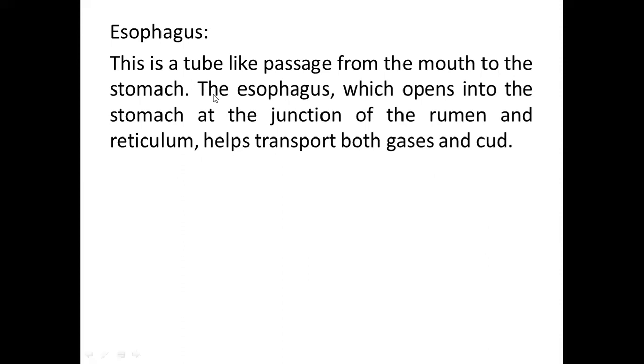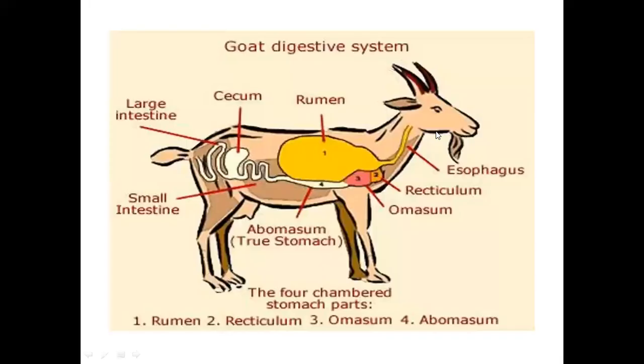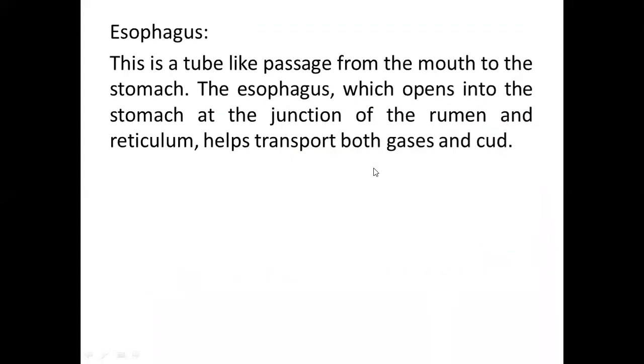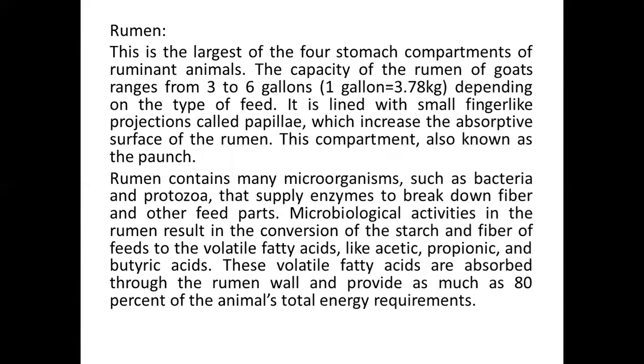So the location of the esophagus, as mentioned here, is that it will open into the stomach at the junction of the rumen and reticulum. Let's see the picture. As you can see, this is the esophagus and it has just opened in the junction of the rumen, the yellow one, and number two, the reticulum. In the junction of the rumen and reticulum, the esophagus opens. Okay. Then the rumen. As we know, the rumen is the largest of the four compartments.